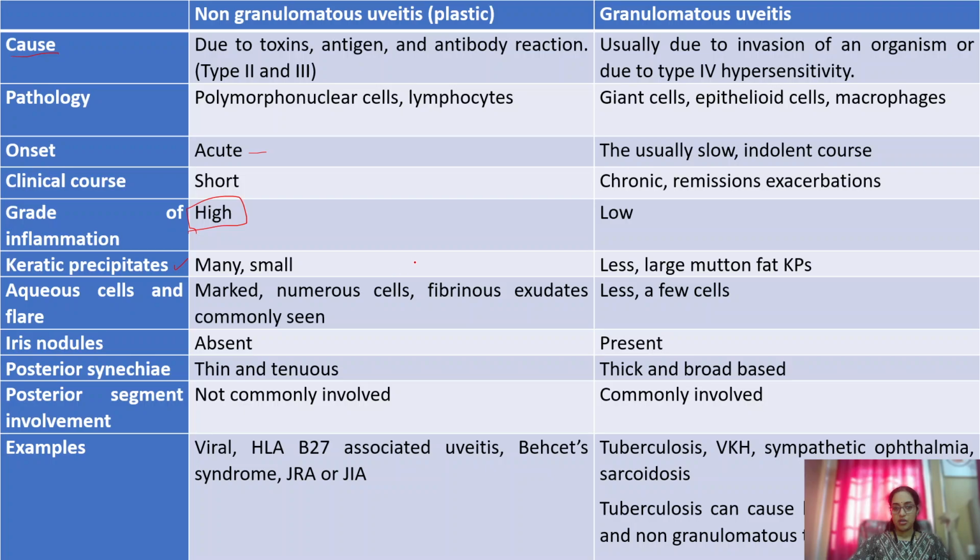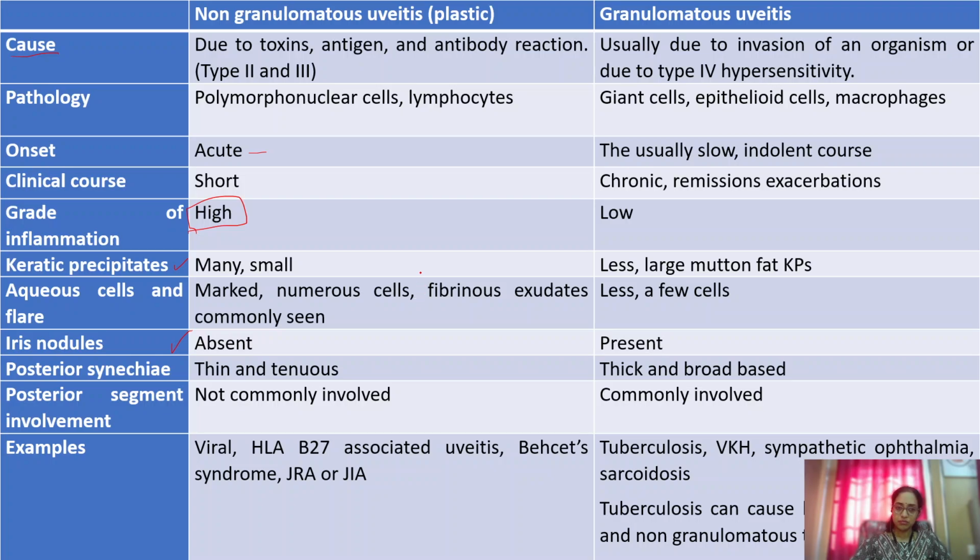Now coming to aqueous cells and flare. As I said, the grade of inflammation is high in non-granulomatous, so you get numerous cells and a lot of fibrinous exudates. However, in granulomatous uveitis, all these are a little less. Another important feature that marks granulomatous inflammation is the presence of iris nodules. You can see iris nodules on the margin of the pupil, within the substance of the iris, or even in the angle. All these things we'll be discussing in anterior uveitis.